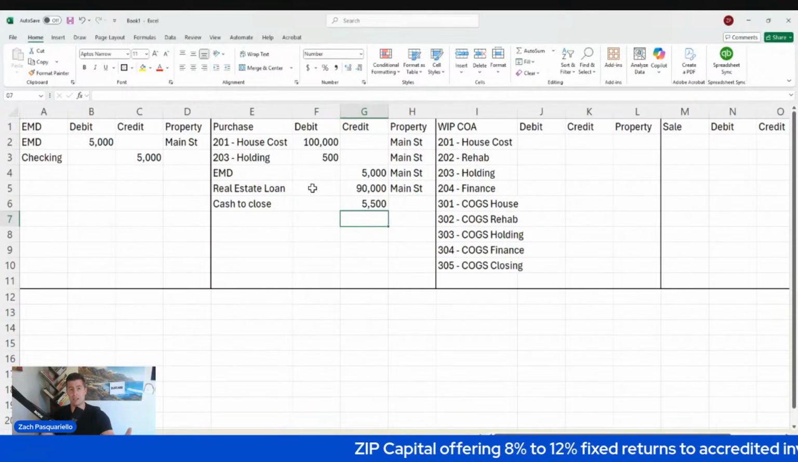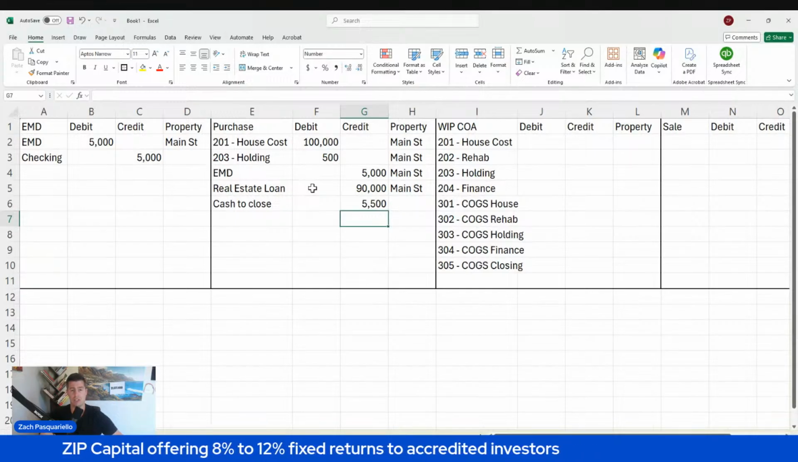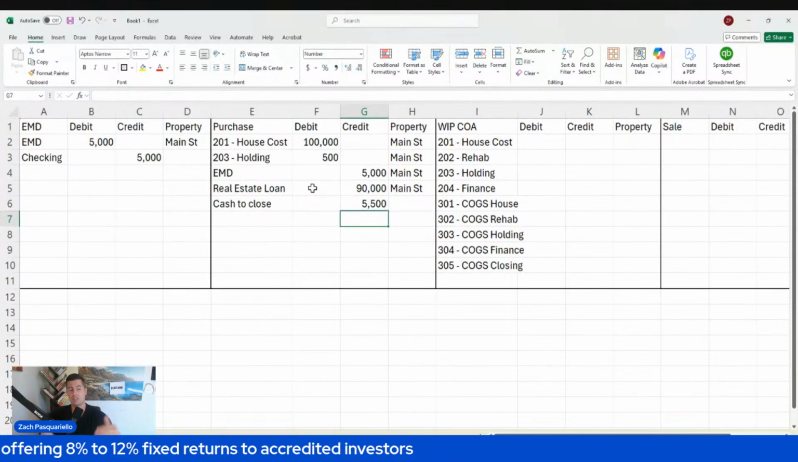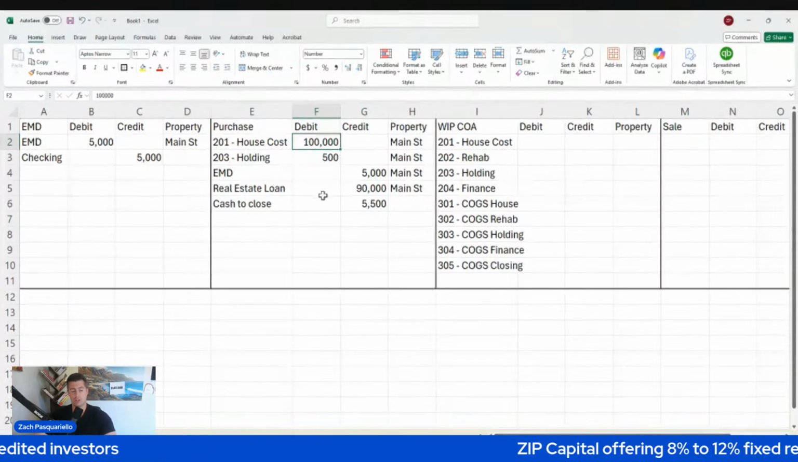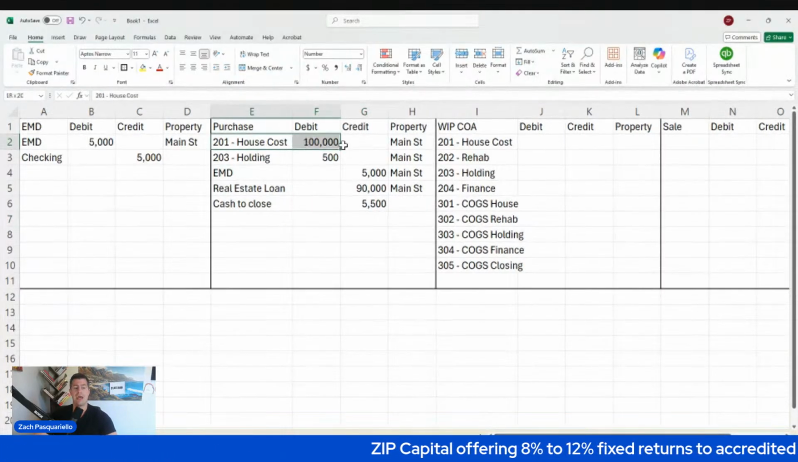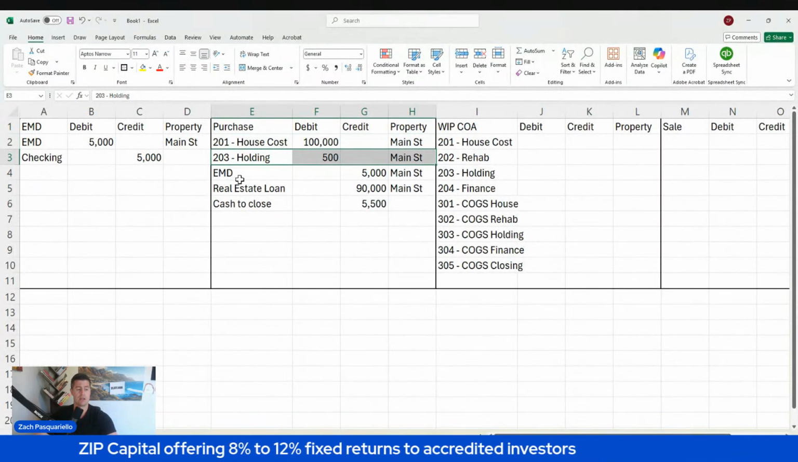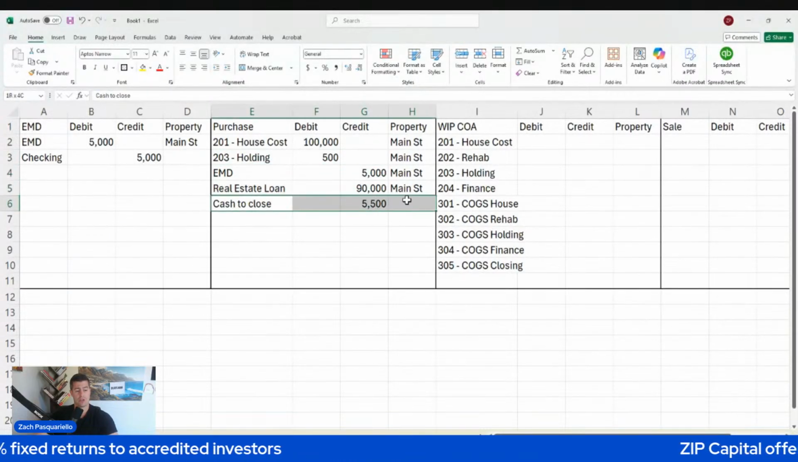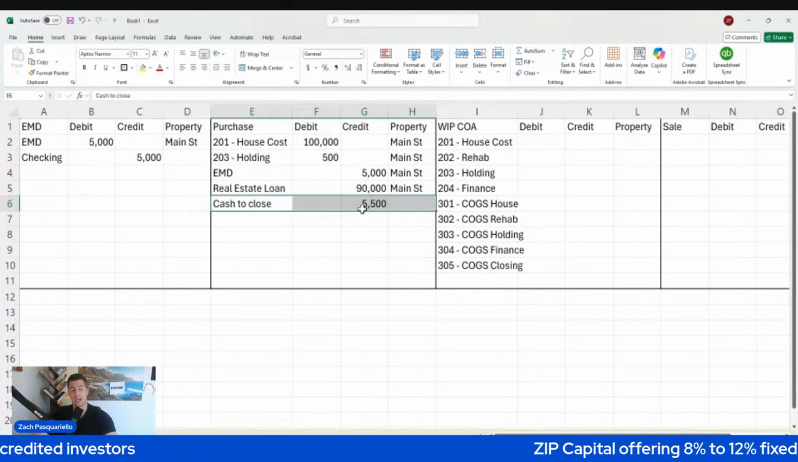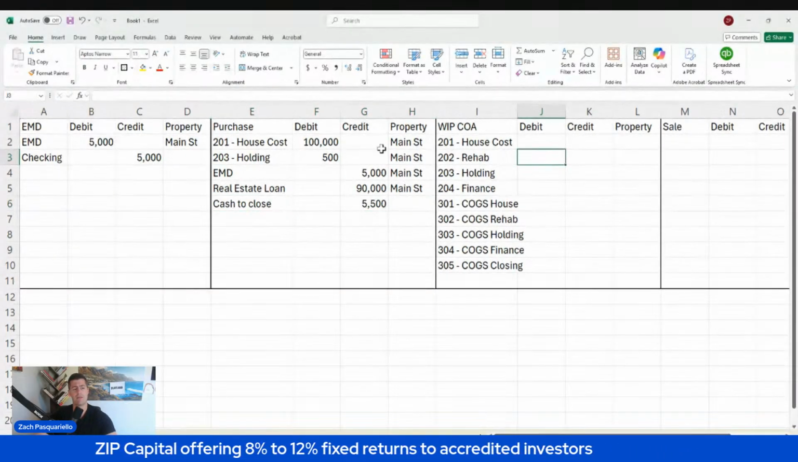And basically, whenever one of my clients purchases a property, I just look at the HUD. I just do a debit and a credit for every single number that shows up on the HUD. So if you have more numbers, just add it to the journal entry. Super, super simple. But every single time you're going to have some sort of house cost, some sort of holding cost, some sort of EMD, typically, usually a loan, and then cash to close. If there was no loan, then the cash to close would just be $95,500. That does happen sometimes.